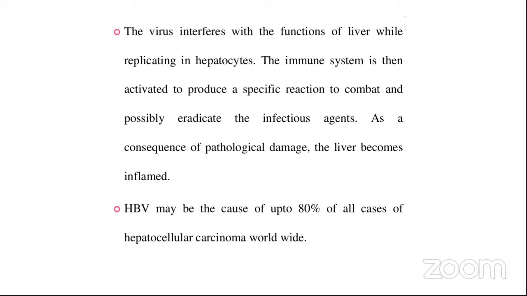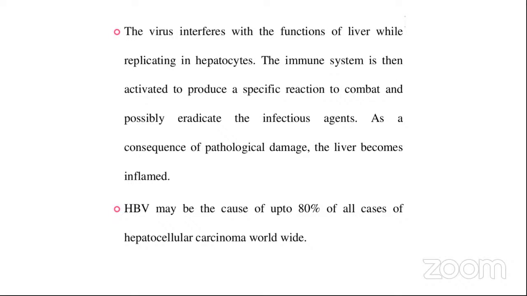The immune system is then activated once this virus takes entry in the body, and it produces specific antibodies against the virus. Our immune system will start to combat the virus and later eradicate all the infectious agents, like the virus and associated co-infections. Our immune system will try. But if our immune system is a little weak or fails, there will be pathological damage. The liver becomes inflamed, meaning it will be swollen, its structure will be a little different, and the liver will be damaged.